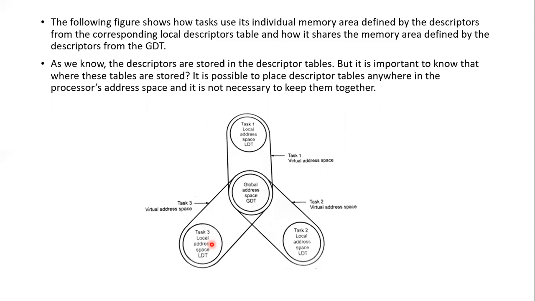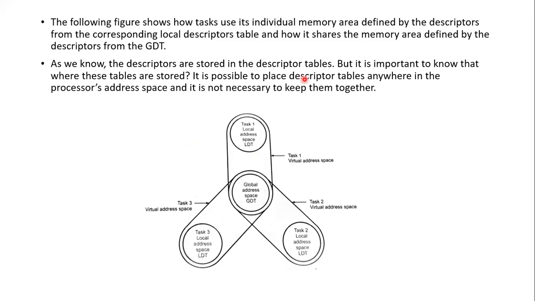It is very important to know where these tables are stored. In this point, it is given over here. Now we know that there are tables. These tables are stored in a particular memory area. But in which memory area they are stored, it is very important to know whether they are locally stored, globally stored, or whether it is an interrupt table. So it is very important to know the exact location where these tables are stored.